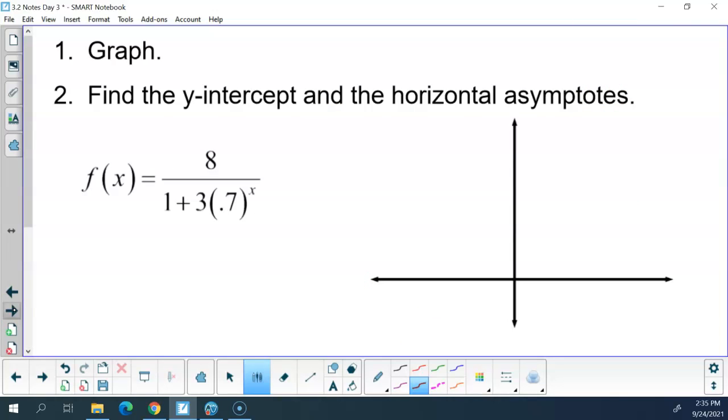All right. So what I would like us to do now is graph and find the y-intercept and the horizontal asymptotes of this logistic function. Okay. Well, that's not that hard to do. So let's start with our ha's. That's what I call a horizontal asymptote. How many ha's are there? Two, right? So it's ha-ha. So give me one ha of the ha-ha pair.